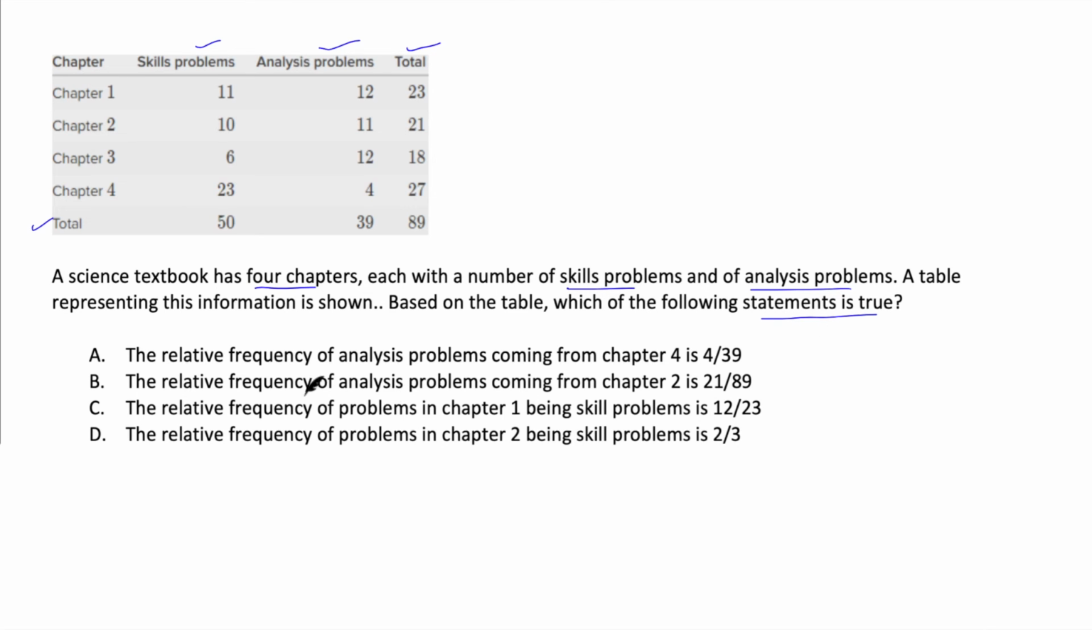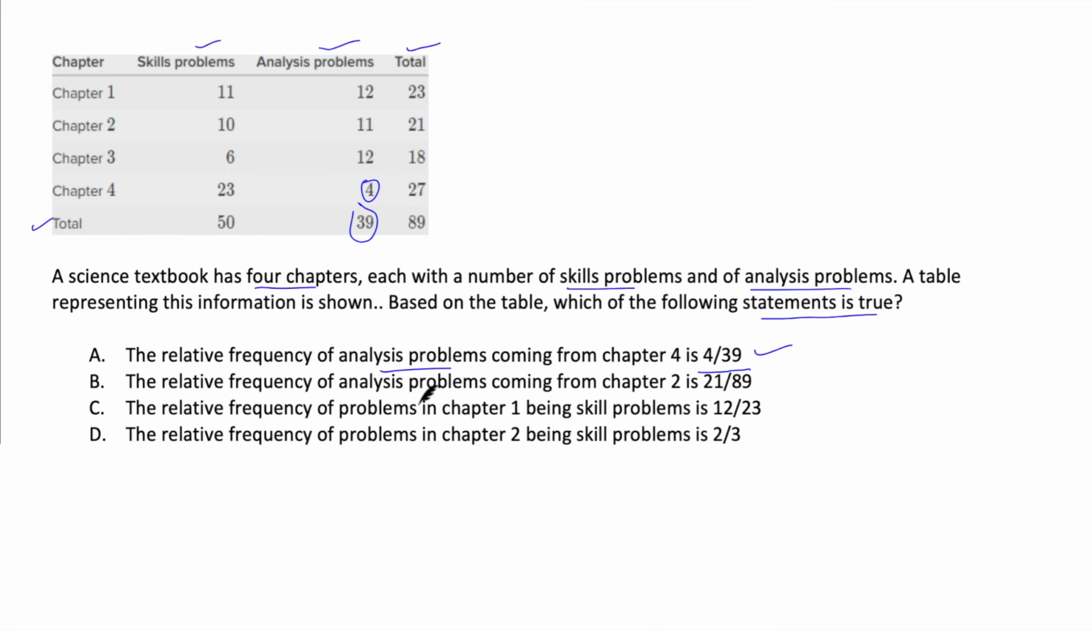Okay, interesting. The relative frequency of analysis problems coming from chapter 4 is 4 by 39. Chapter 4 is this, and analysis problems is this 4, and the total number of analysis problems is 39. I was about to highlight this, but analysis problems was huge, so I was like, it will get messy. So yes, we understand it is 4 by 39. This makes perfect sense. But hold on, let's try other options as well.